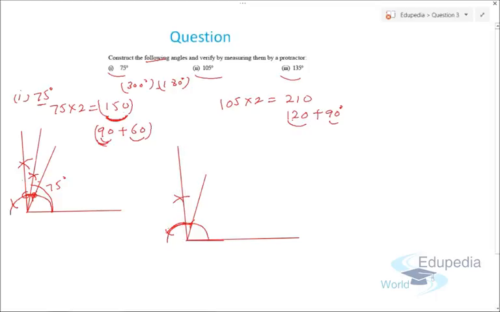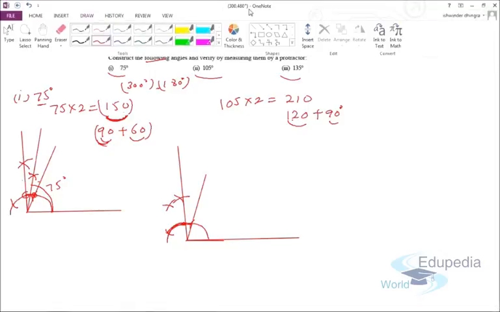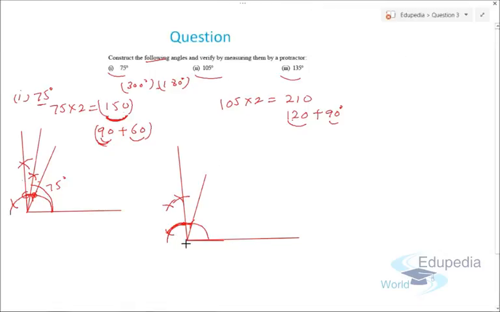Now we need to bisect 90 and 120. So we need to measure this much arc of length. So from this point we mark one point over here, from this point we mark one point over here. Then using this line, we draw a line passing through this, right? And we get 105 angle. So this angle is 105-degree, right?